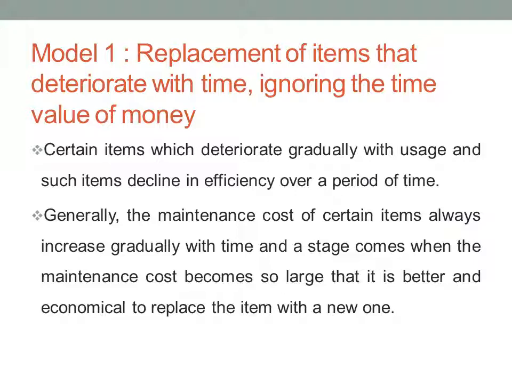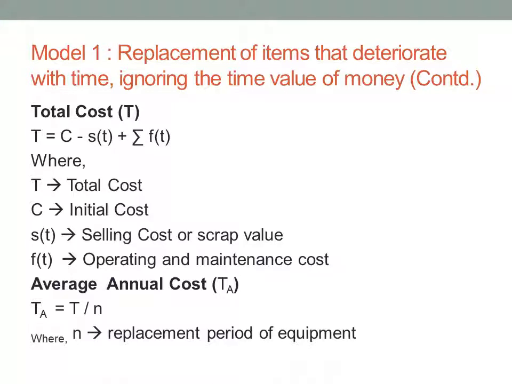So without considering the time value of money, we are going to replace the items based on calculating the average annual cost. How are we going to calculate the average annual cost? So first for that, we need to find the total cost involved. So this is the formula for finding the total cost. T is equal to C minus S of t plus sigma F of t, where T is the total cost, C is the initial cost. Initial cost is the cost which is incurred while buying an equipment. So that is denoted as C here.